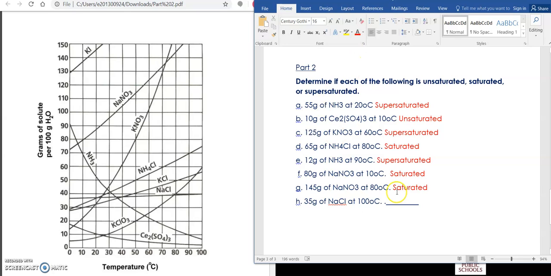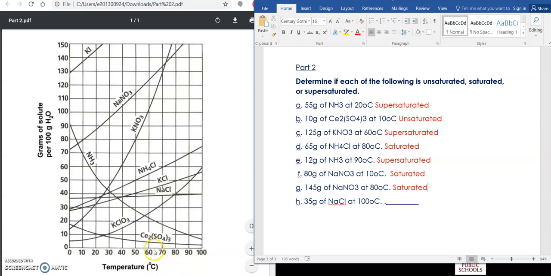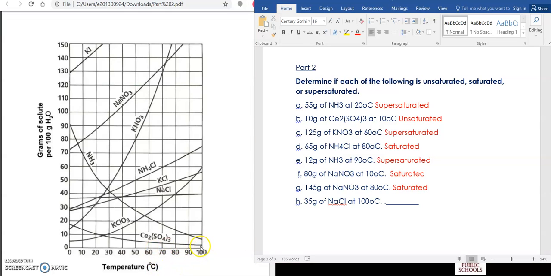All right, and then our very last one says 100 degrees, 35 grams of NaCl. So I'm going to take my cursor and drag it up at 100 degrees to 35. That's going to put me about right here, and I can see that NaCl's line is above that. At 100 degrees, NaCl is saturated at about 40 grams. So I know that 35 is less than 40 grams, and I'm going to put that this one is unsaturated.